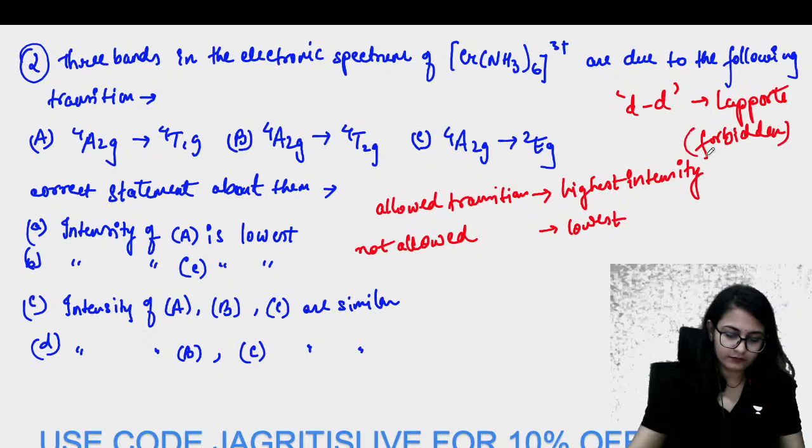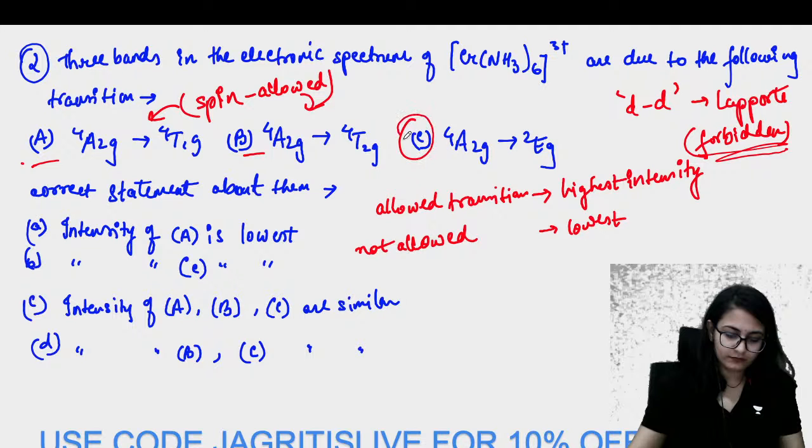They are all Laporte forbidden. Okay, they are all d-d transitions, Laporte forbidden. But these two are at least spin allowed. Yes or no? A and B are spin allowed. Yes, right? A and B transitions are spin allowed.